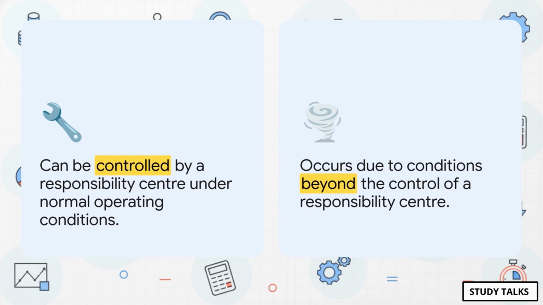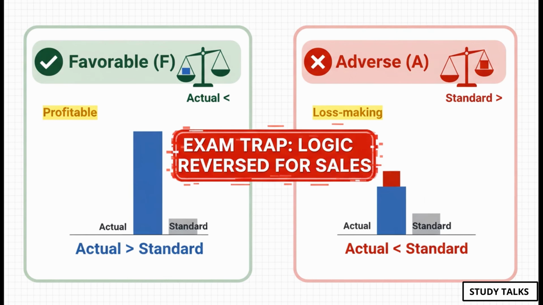A controllable variance is something a manager could have influenced, like being wasteful with materials. An uncontrollable variance is from something totally outside their control, like if the government suddenly raises the price of fuel. And here's the main takeaway. You can only hold a manager responsible for the variances they can actually control. It's only fair. And this brings us right back to where we started. A variance can be favorable, which is good for profit, or adverse, which is bad.